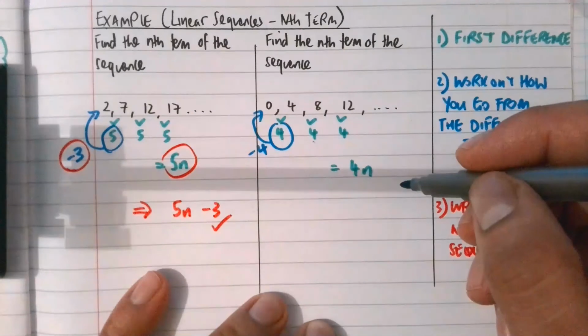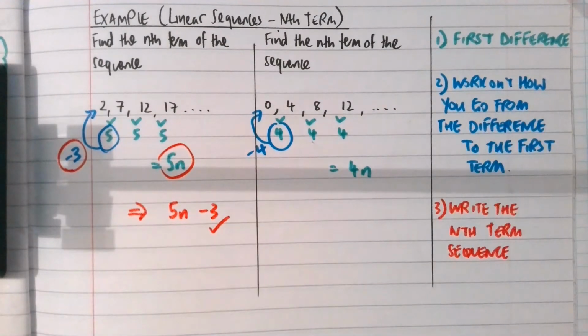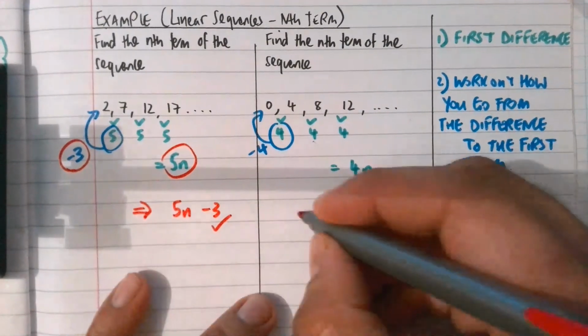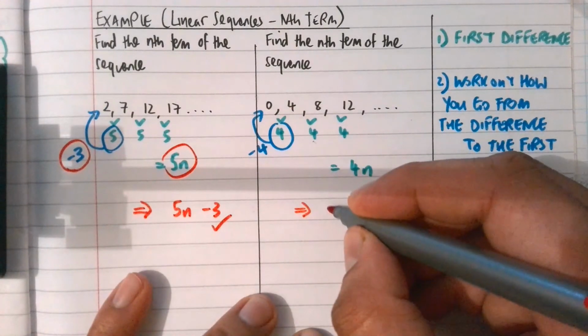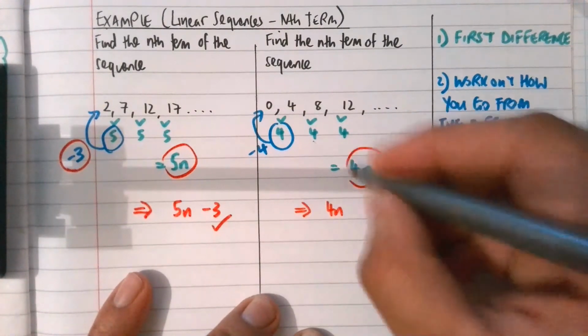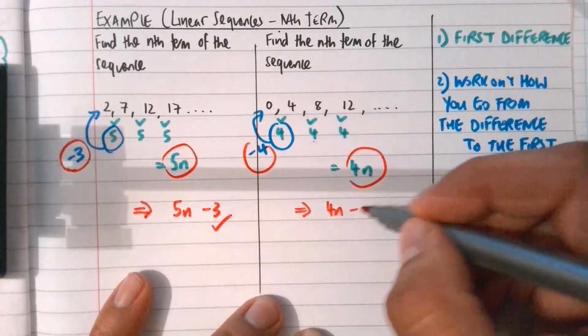Okay. So it's going to be 4n minus 4 for our nth term for that sequence. There you go, nice and neat.